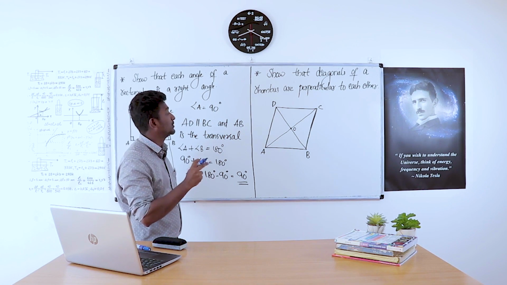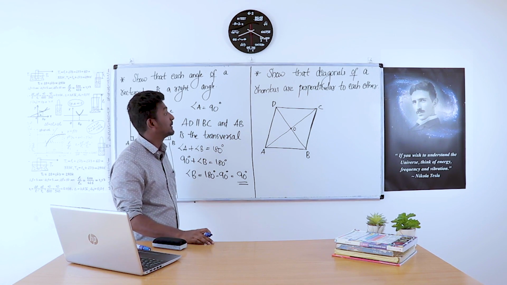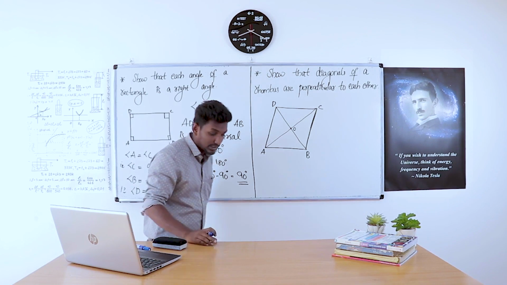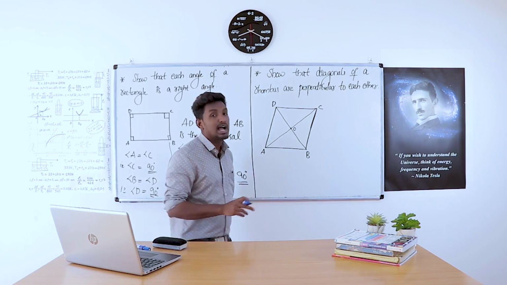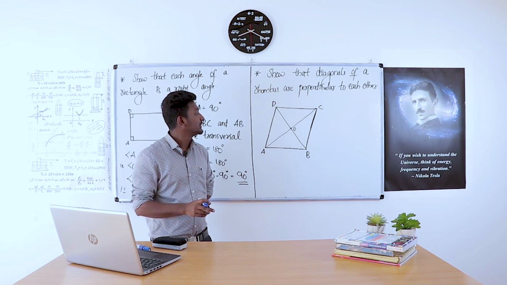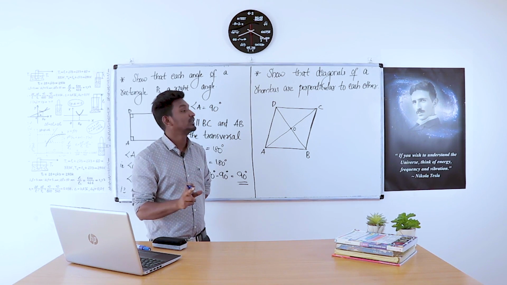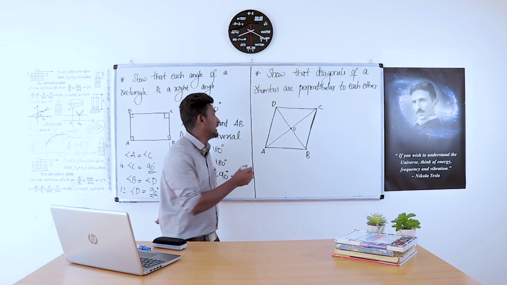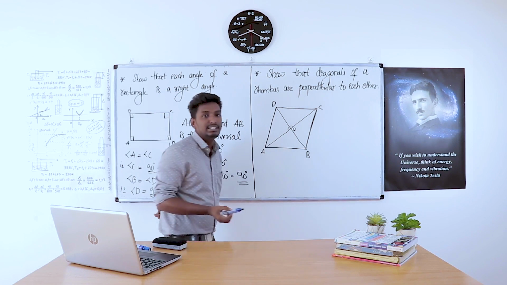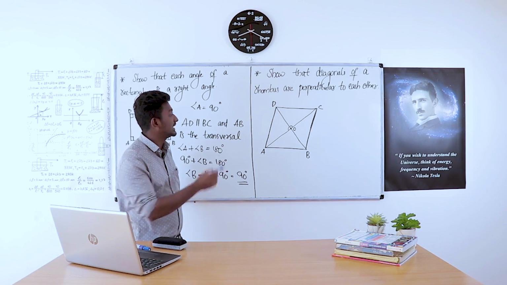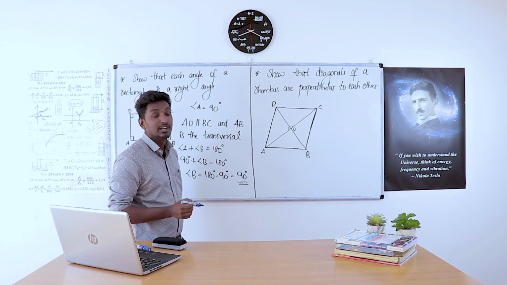How will we prove these both diagonals are perpendicular? You all know that if two line segments are perpendicular to each other, then the angle should be 90 degree. So we have to prove both these angles are 90 degree. Clear? How will we prove this?